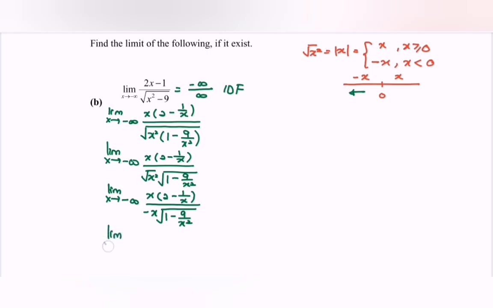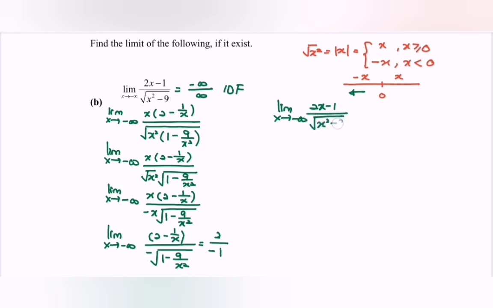Finally, limit when x approaching negative infinity, we have 2 minus 1 over x, over the negative, multiplied with the square root of 1 minus 9 over x squared. So if we substitute the situation, 1 over infinity, we have 2 over the negative. 9 over x squared, with x squared becoming infinity, is 0, so we have the square root of 1, which equals 1. So limit when x approaching negative infinity for the function (2x minus 1) over the square root of (x squared minus 9), the value of y will be approaching negative 2.